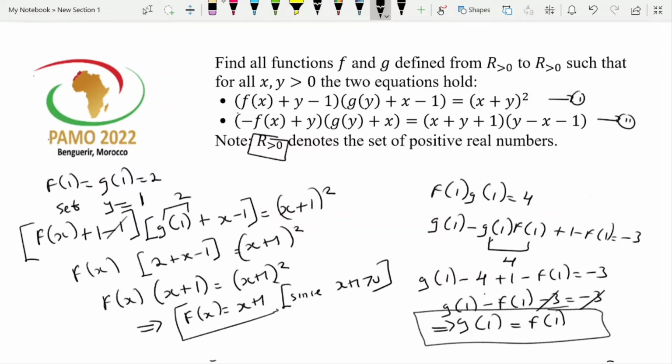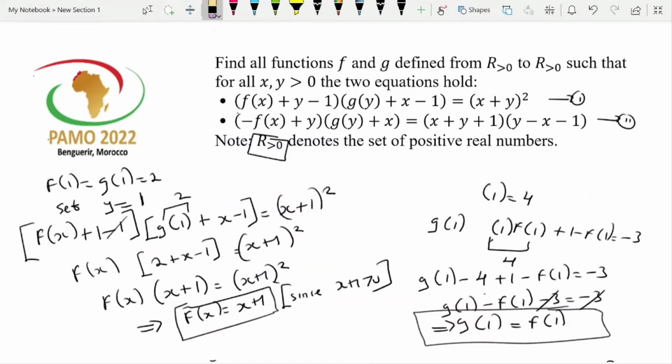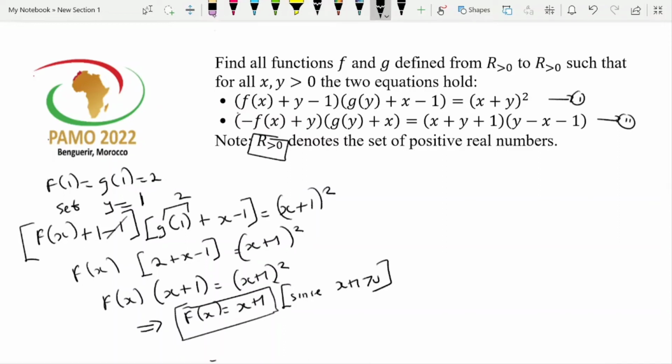So we have found one of the two functions. Now we know what f of x is. f of x is x plus 1. So the next thing to do now will be to use f of x to find the value of g of x, right? That will be the next thing. So we're still working with our first equation. We continue to work with our first equation.